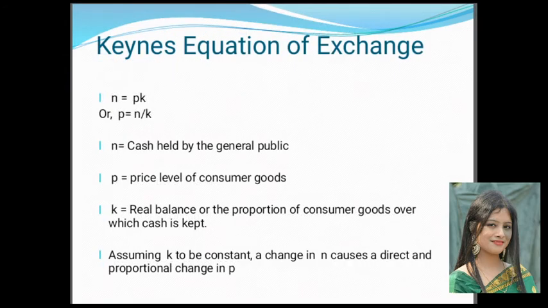Lastly, we have the Keynes equation of exchange, where N = PK. N represents cash held by the general public, P implies the price level of consumer goods, and K implies the real balance, or the proportion of consumer goods over which cash is kept. It is assumed that K is constant. That means a change in N causes a direct and proportionate change in P.